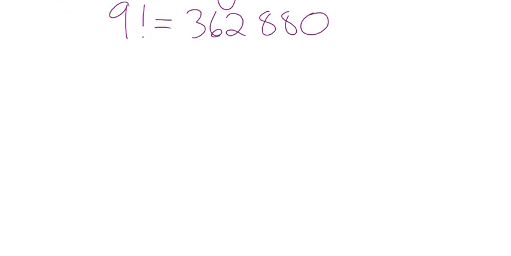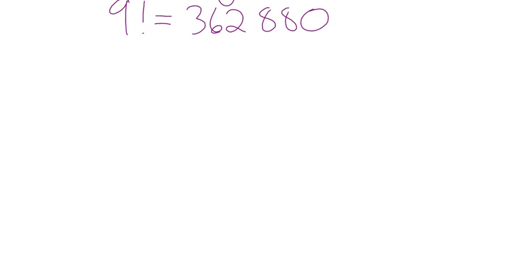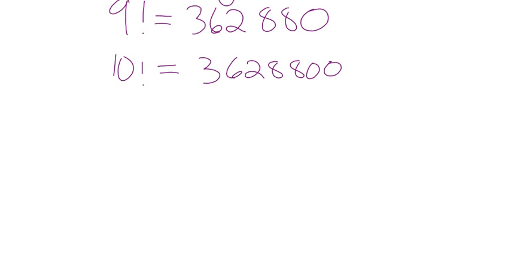Okay, so that's 9 factorial. And you do that on your calculator, right? What's 10 factorial? That was 10 times 9 factorial, right? So all I got to do is stick a 0 on the end of 9 factorial. Now if I do 11 factorial, then I have to work that out again, right?